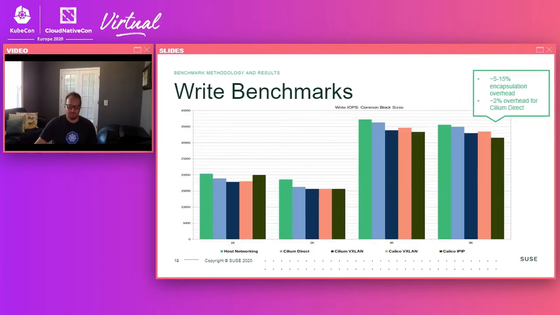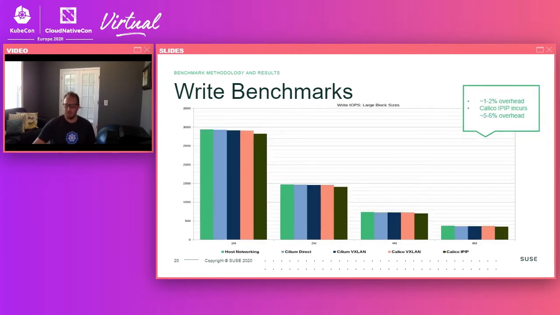So let's move on and look at the write benchmarks. So these common block sizes, again, 1K to 8K, we observed a 5 to 15% overhead when encapsulating pod traffic. Cilium direct mode still stacks up favorably. Again, we're seeing roughly 2% overhead for that Cilium direct mode, really competitive with host networking.